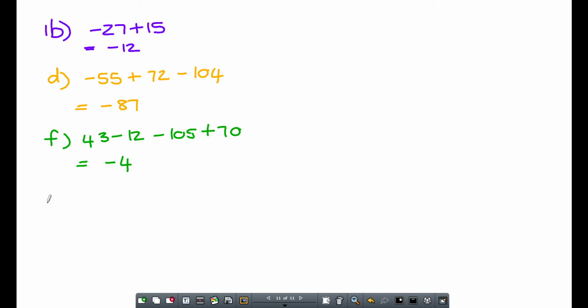Okay, then 2A. We had minus 15y plus 6y. Now, please remember that the instruction said simplify the following. Because they were like terms, they both have y as an unknown, we could go and add or subtract, right? So your answer here would be minus 9y. Please remember that the unknown stays the same.